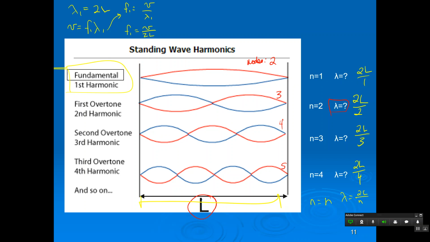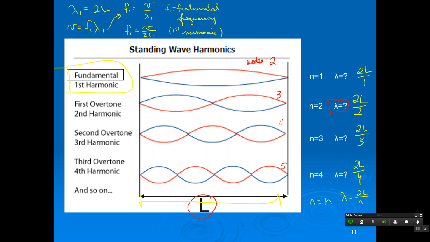That's very important. And so this F1, we're going to call this the fundamental frequency. And that's also known as the first harmonic. So far, so good? All right. That's fine. That only works for the first one.